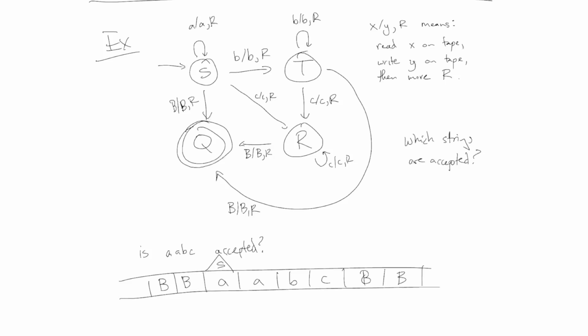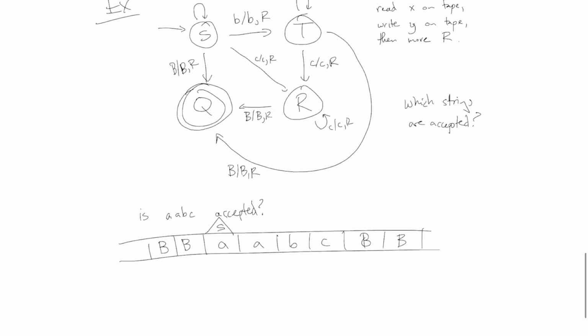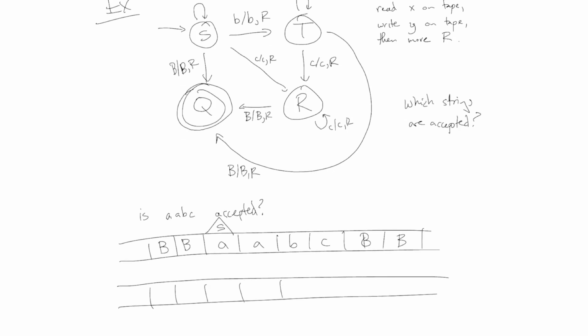And we just see what happens step by step. In the first step, we are in state S, and we're reading an A. What happens in state S when you read an A? You have to do this looped edge here. You write A again, so this A will remain an A, and then the head moves to the right by one position. So the next step looks like the same tape. Everything is the same on the tape, but the head has moved to the right by one position. It's now here and still in state S.